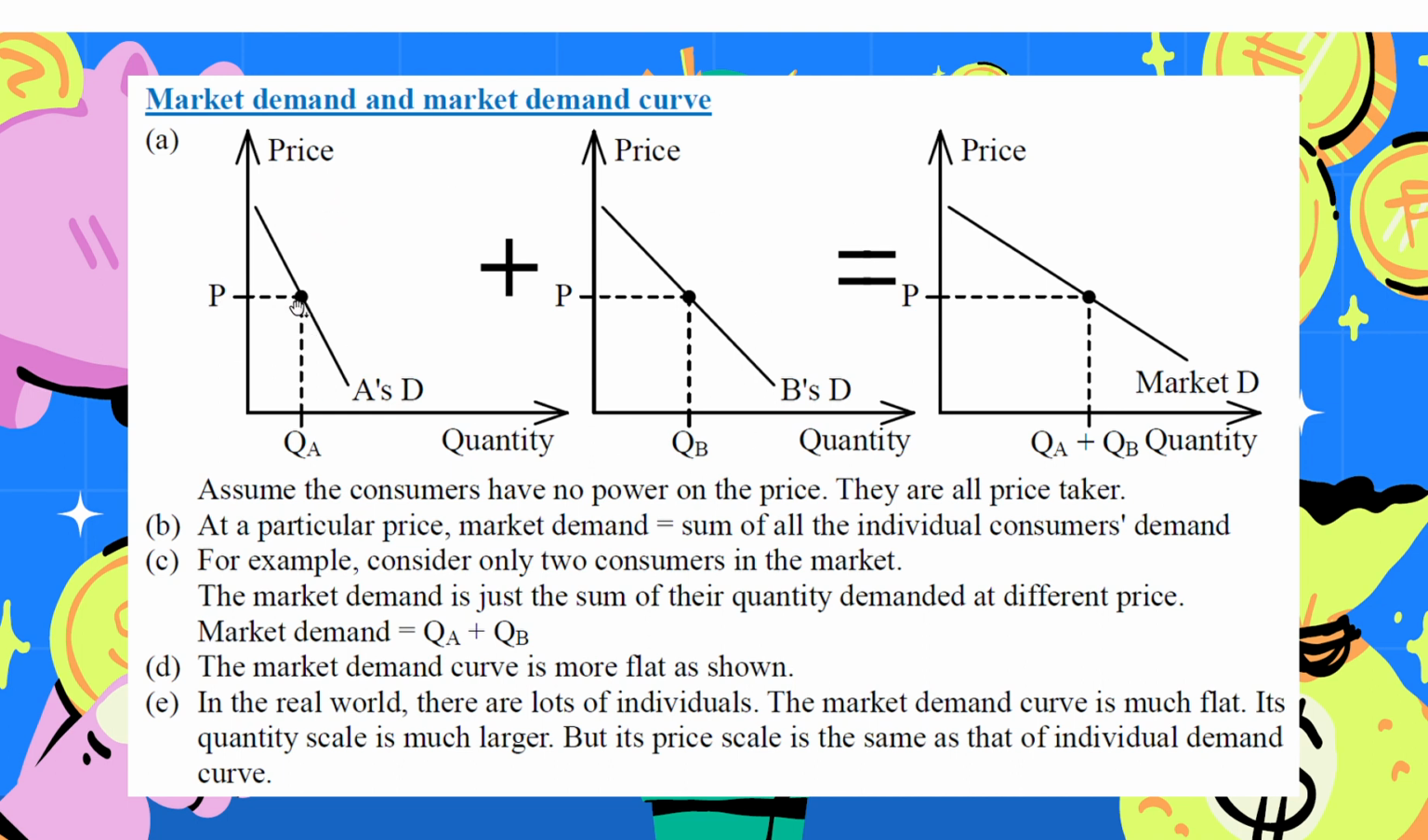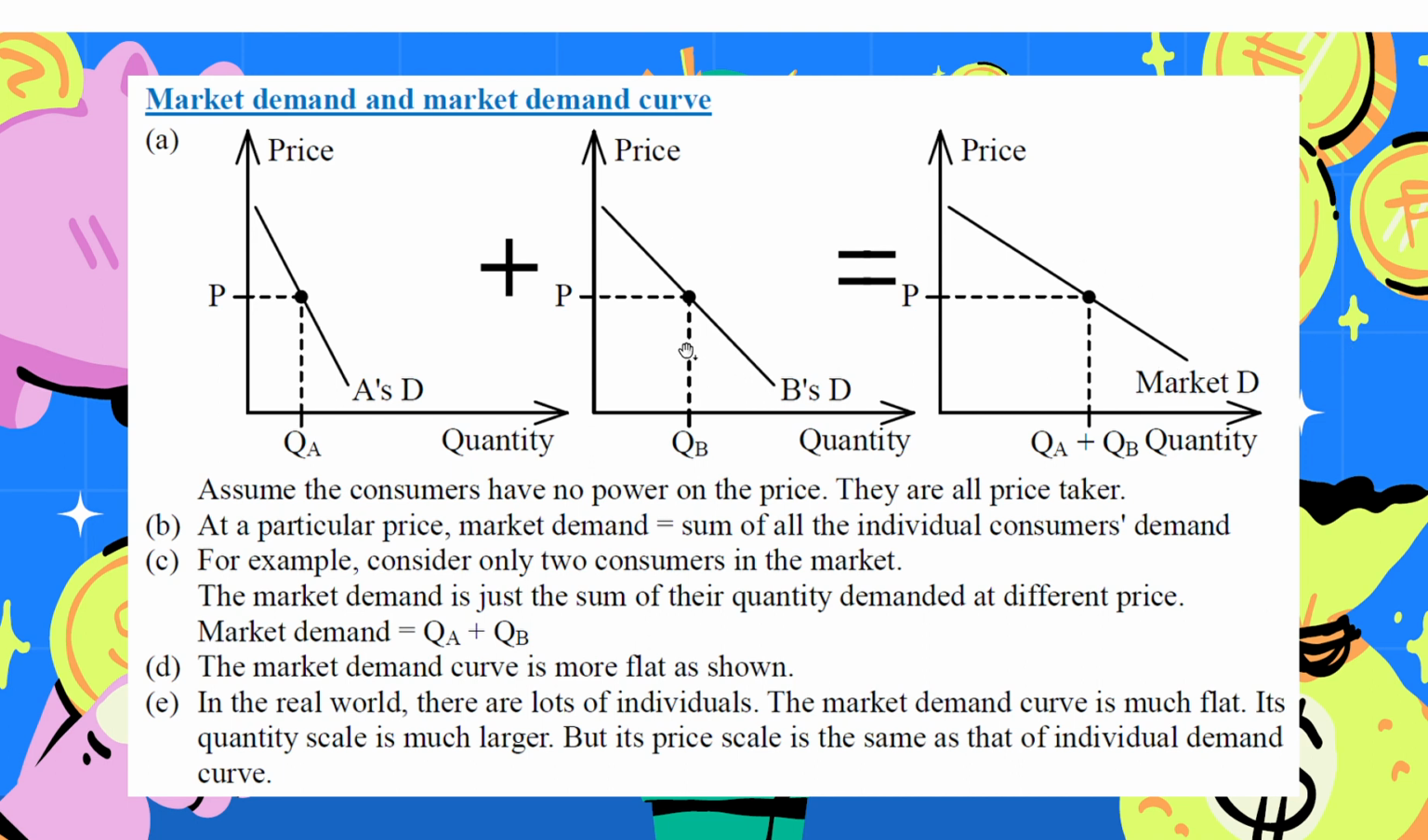If the whole market is just these two people, then at the price level P, A will purchase QA and B will purchase QB. And what is the market demand? QA plus QB. Very simple, right? So we call it the market demand. You can see the curve is flatter for the market demand. Imagine we have thousands or millions of individuals, so this curve will be much flatter.